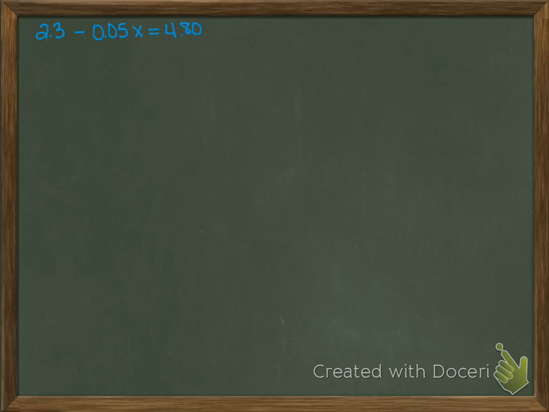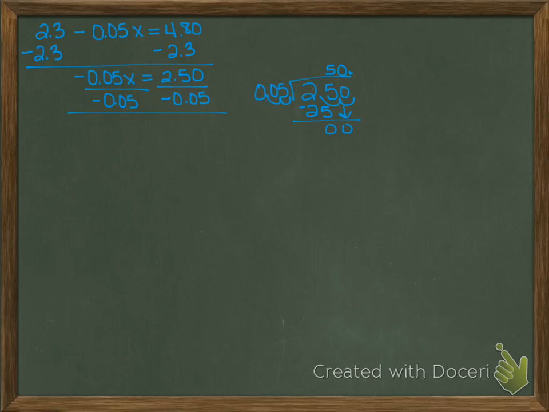There are no like terms, so then I can jump down to add or subtract. So looking in front of the 2.3, there is nothing there. That means it's positive. The opposite would be to subtract 2.3 from both sides. When I do so, I have negative 0.05x equals 2.50. Then the final step would be to divide both sides by a negative 0.05. And when I do that, setting up my long division, reminder, numerator always goes inside my division, denominator goes on the outside. I get that x equals a negative 50.